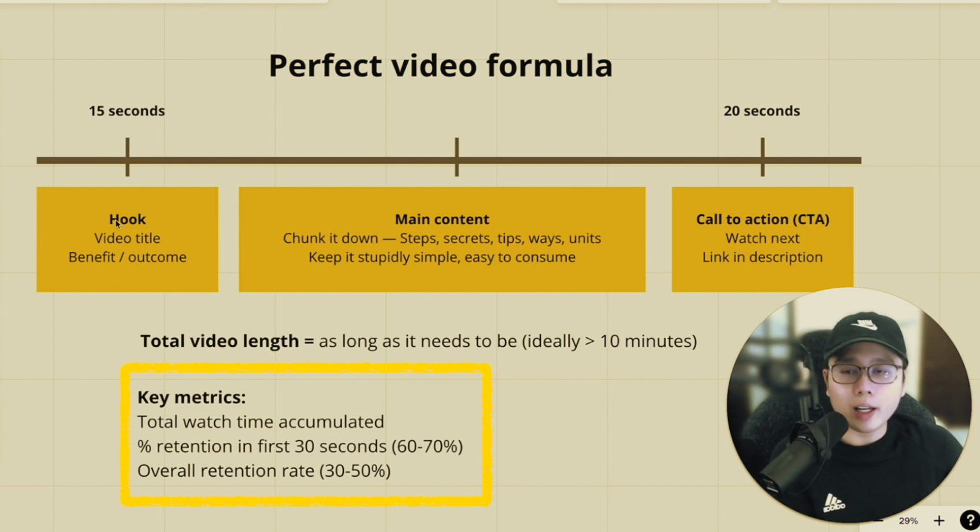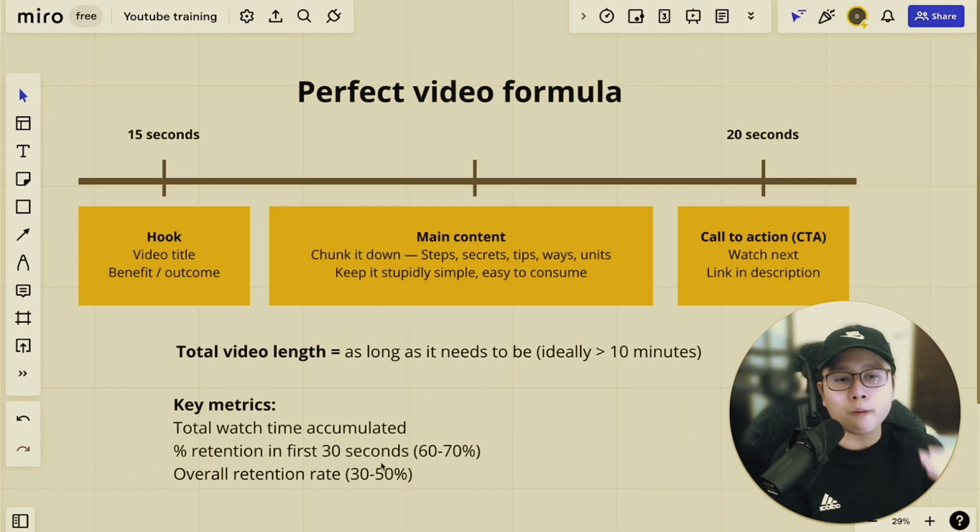That's why the hook and the intro is very important, because you want to get as many people as possible in the first 30 seconds. This is one of the key metrics that YouTube pays attention to right now: in the first 30 seconds, how many percent of people are still watching. So ideally, you want to shoot for 60 to 70%. And that's actually very good.